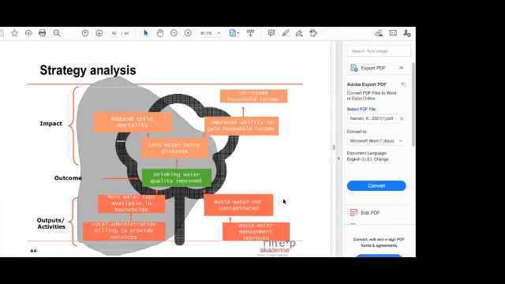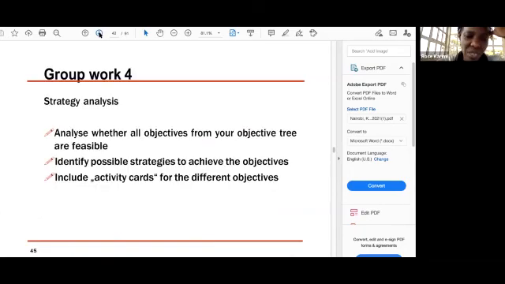So those are just examples of the drinking water quality has improved, then that becomes our outcome.